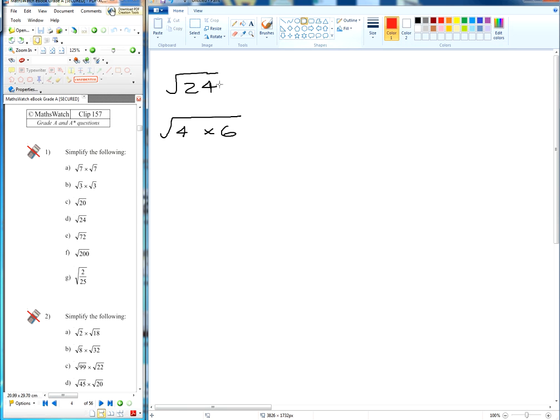And what do we know about 4? 4 is our square number. Lovely. So now that can be split into what? Now we can split this root up into 2 pieces. That's what we're allowed to do when we multiply. So root 4 and root 6. Now, let's work out what that gives us.